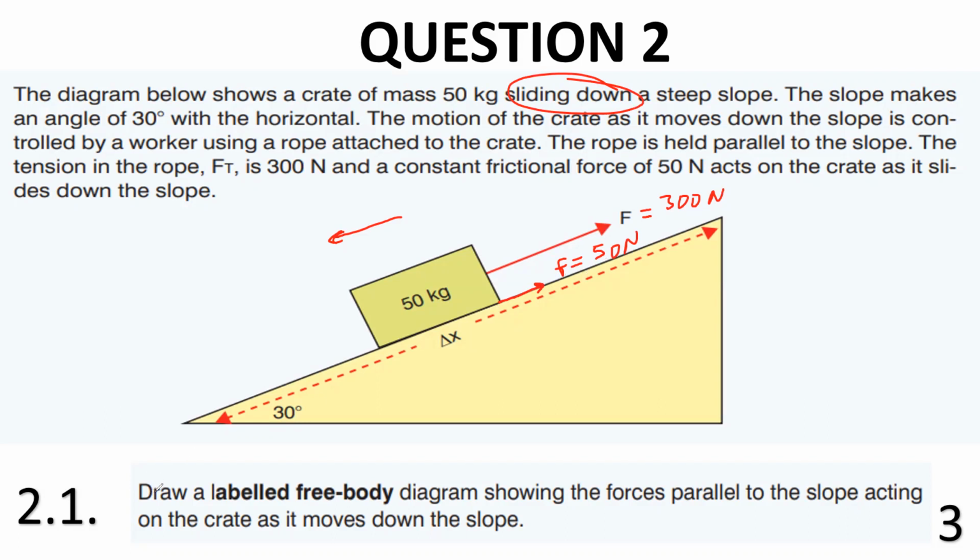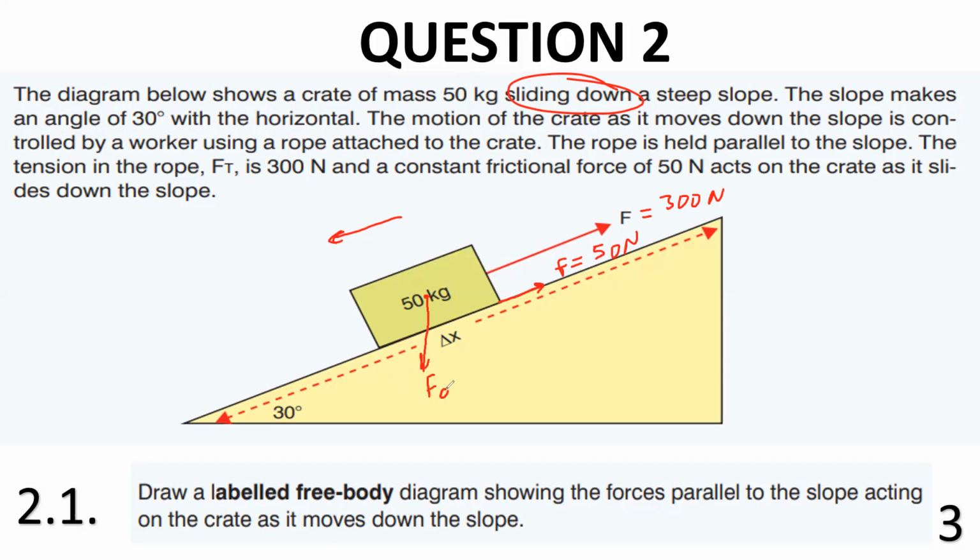So first question, 2.1. Draw a labeled free body diagram showing the forces parallel. So, okay, we are going to draw a free body diagram. How are we going to draw it? First of all, friction force, let me double check what they said. Friction force, the object is sliding down. So what forces do we have acting on this object? Applied force 300, friction force 50 newtons, and we have the gravitational force. It is just down, so don't draw it with an angle. It is going down. So from here, let's draw.